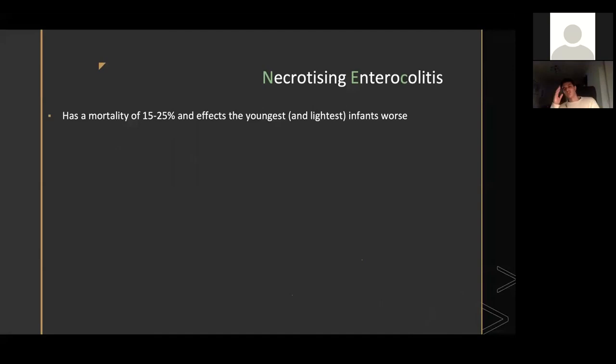Let's move on. So necrotizing enterocolitis is the second other super important neonatal condition, premature condition to understand, because it's got a huge mortality, and it's worse the younger you are, and it's worse the lighter you are.